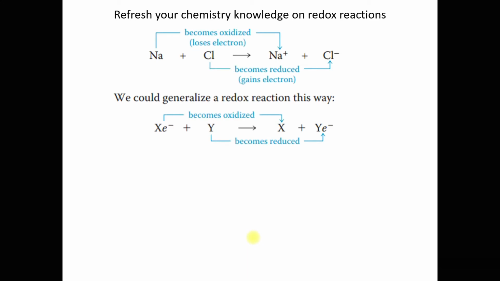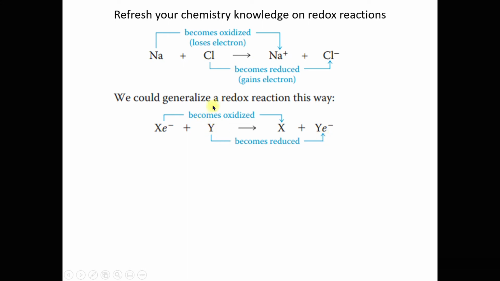Now, just to refresh your chemistry knowledge on the redox reaction. In one redox reaction, it consists of oxidation and reduction, right? One molecule will be oxidized while the other molecule will be reduced. So oxidation is a process where an atom loses an electron, or that atom receives an oxygen. Reduction will be the opposite.